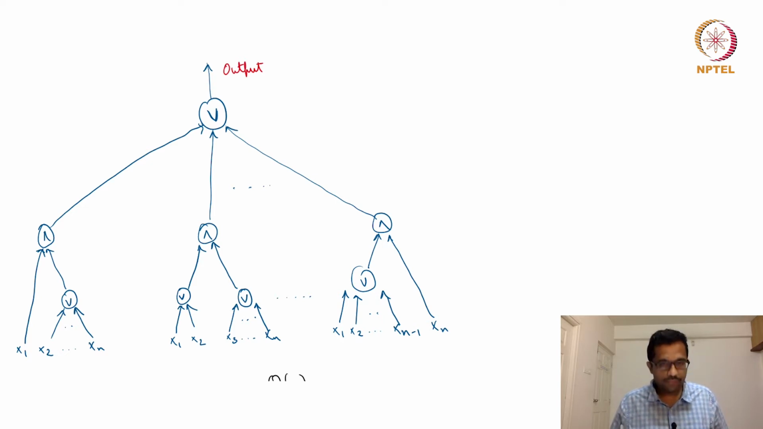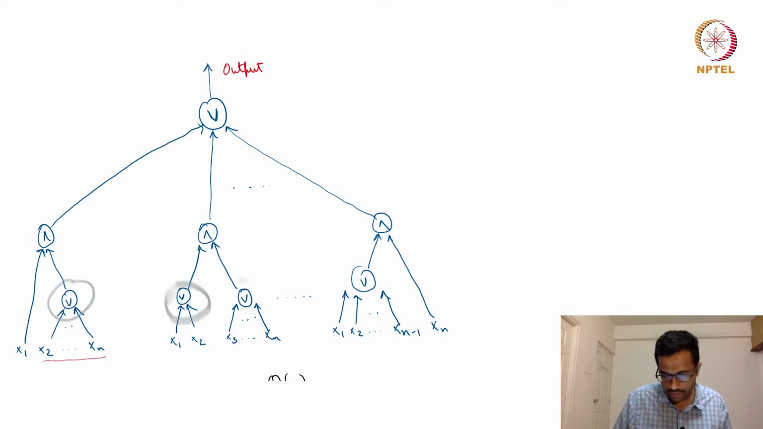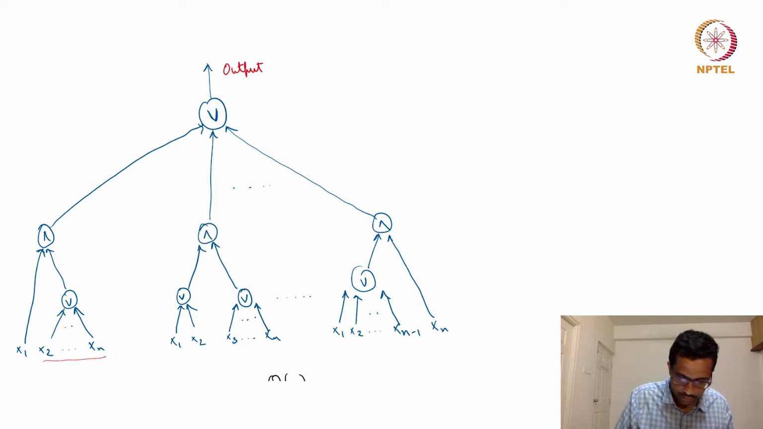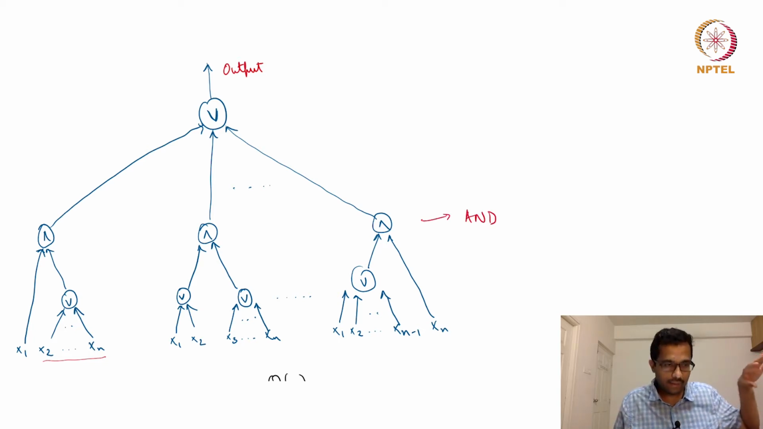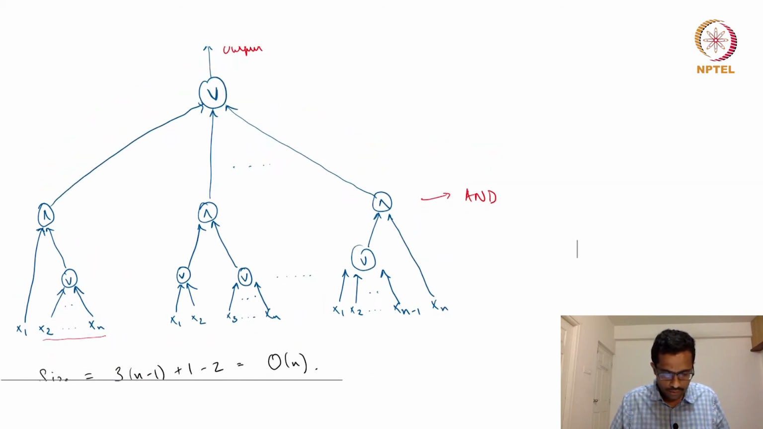In each of these partitions, we take the OR of each part. Here x1 is alone, so there is no OR in the first part, while x2 to xn is one part, so we have this OR gate. In the second, x1, x2 form an OR gate and x3 to xn form an OR gate. In the last, x1 to xn minus 1 forms an OR gate, and xn is alone, so there is no need of an OR gate. Then for each partition we have ANDs at this level, since we need a 1 in one part and a 1 in the other. At the top we have an OR gate. I suppose the correctness is evident from what I described above. So, size: how many gates are there?